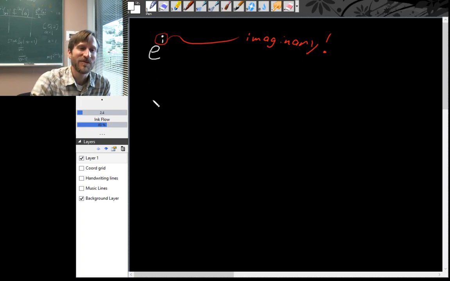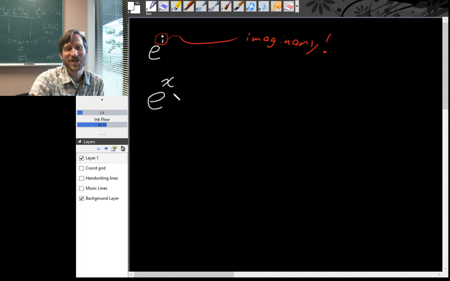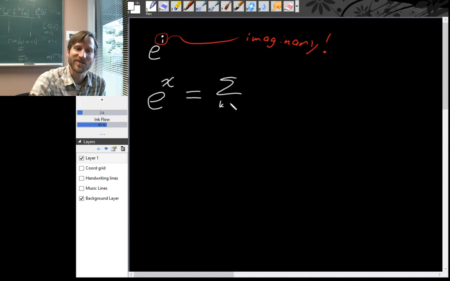Well, if you think about e to the x, what we're really doing is putting an imaginary number in here instead of x. So maybe what we should do is think about the function e to the x. And as we now know, e to the x is the same as its Taylor series, which is the sum from k equals 0 to infinity of 1 over k factorial times x to the k.